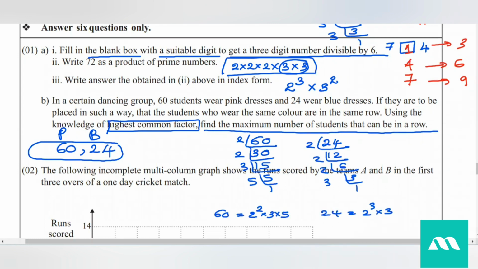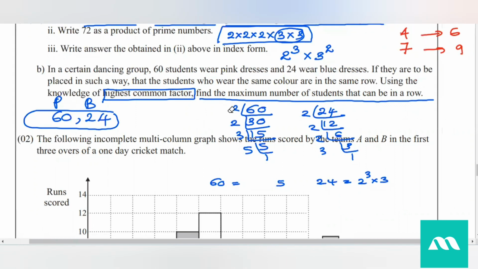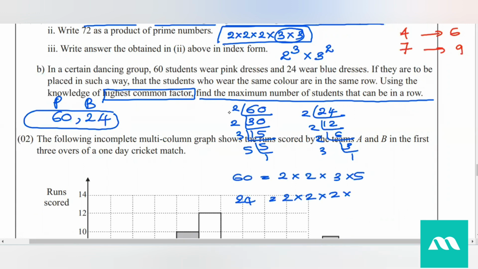Okay. So then why did I write it like that? I take this at once. Okay, let's write it as a product. 60 is equal to 2 times 2 times 3 times 5. 24 is equal to 2 times 2 times 2 times 3. Okay, then we choose the common factors like this.